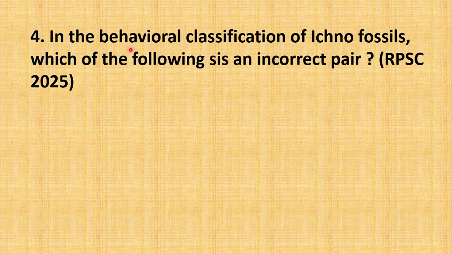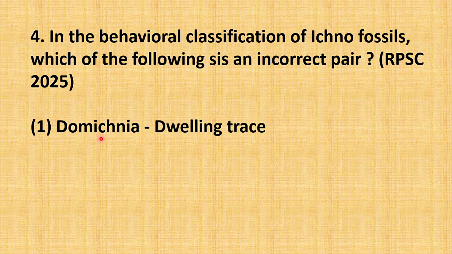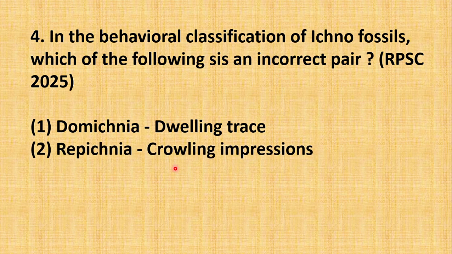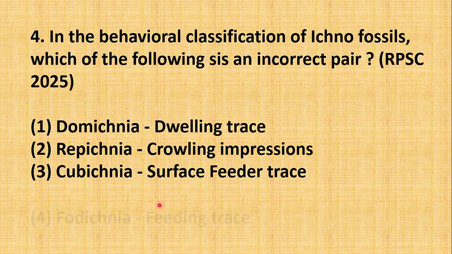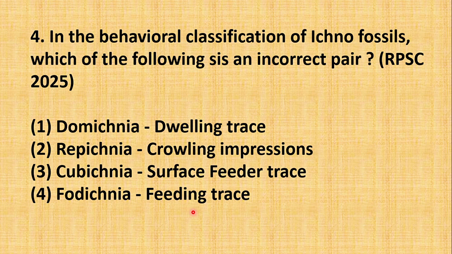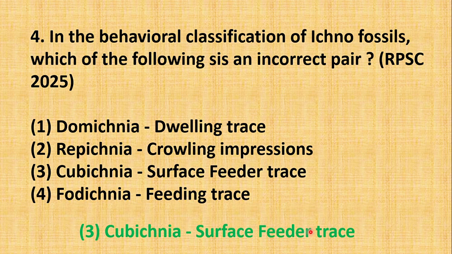Next question, in the behavioral classification of the ichnofossil, which one of the following is an incorrect pair? Domichnia, dwelling trace; Repichnia, crawling impression; Cubichnia, surface feeder trace; and Fodinichnia, feeding trace. So which one is the correct? Correct answer is the Cubichnia, surface feeding trace. Okay, this is asking the incorrect pair, so this is the incorrect pair.